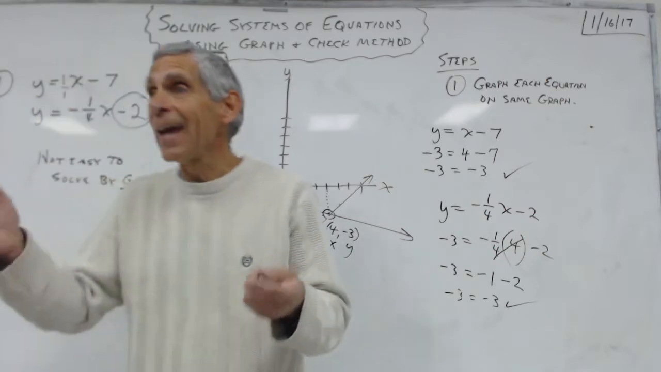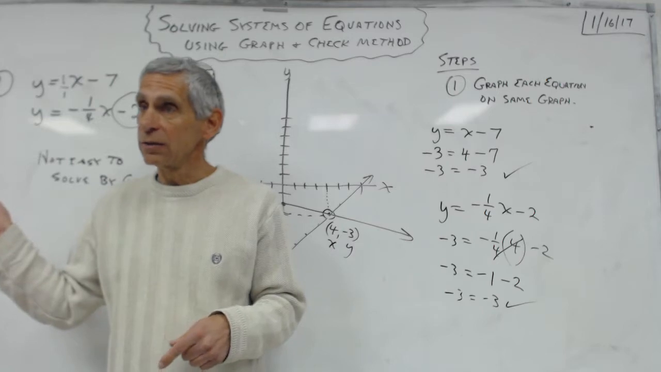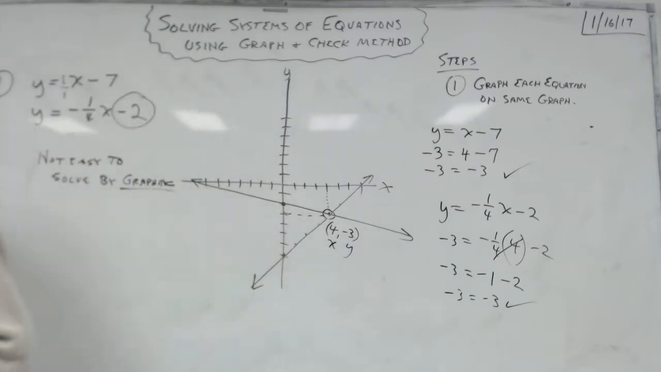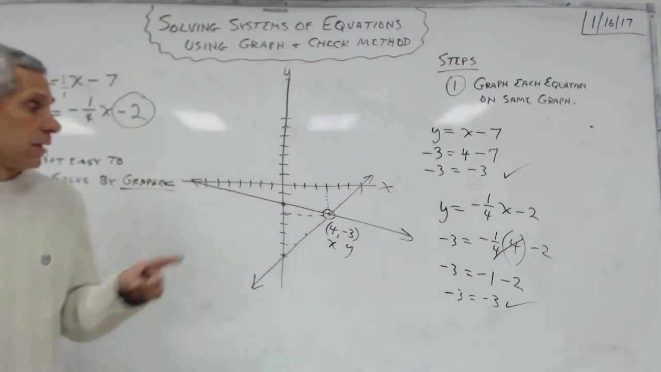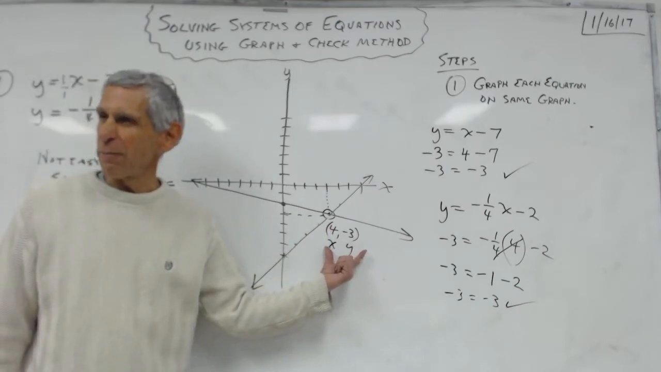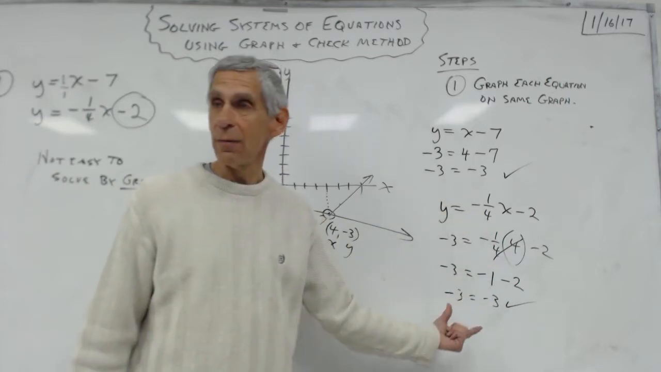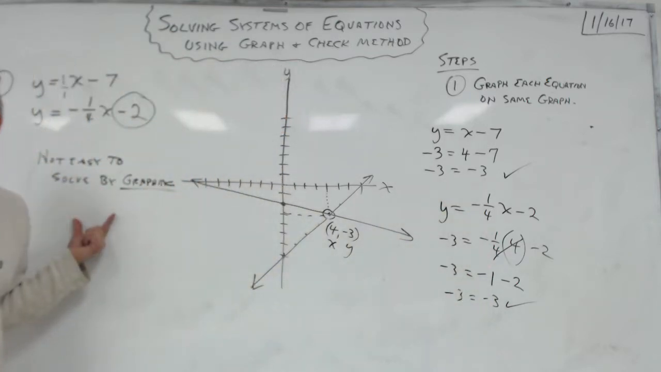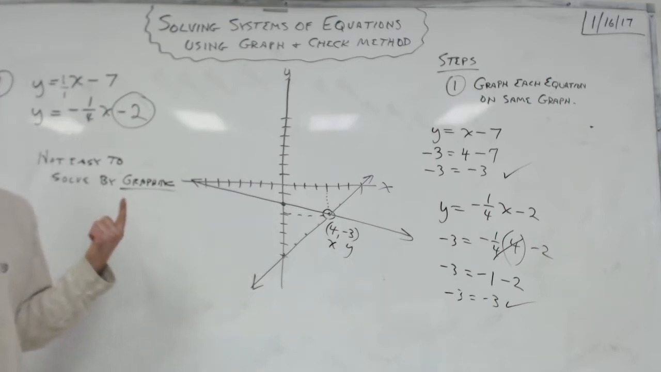I could guess and check for 10 years and be wrong. Does that make sense? So as long as it crosses right on a grid, like right here, right in a corner, that's good. But if it crosses in the middle somewhere, that's not easy. And so if it doesn't work, your hypothesis is that's the point. Then you check it and be sure. If it doesn't come out, you're just going to say it's not worth trying to guess again. It's better to just say not easy to solve by graphing, right?